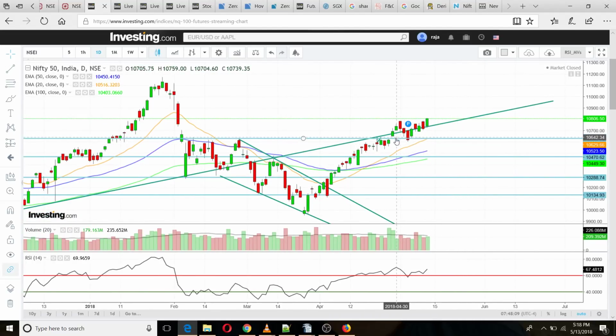But in totality, I am expecting a down move. Now let's go to the retracement level.